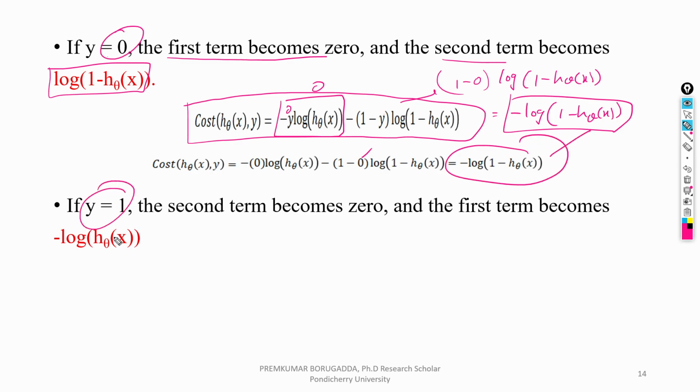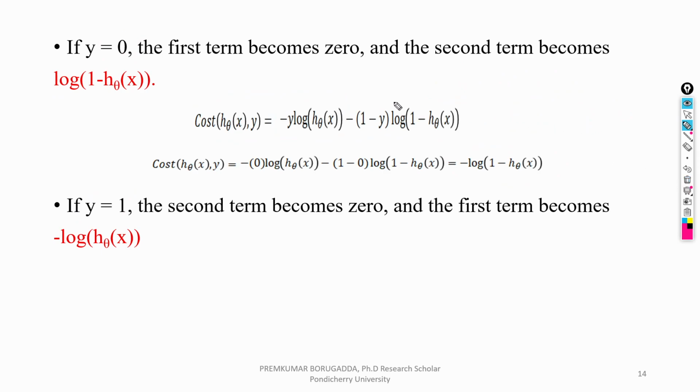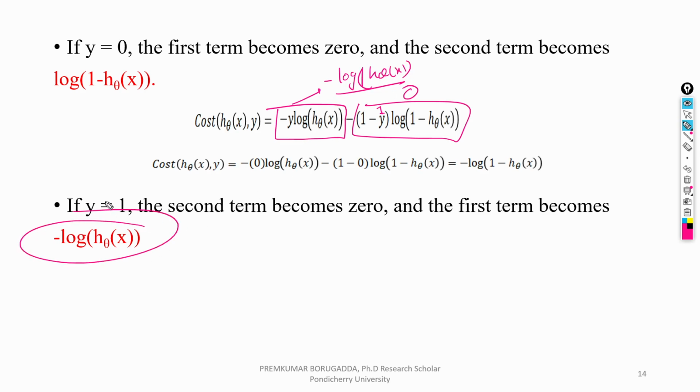If the y value is 1, what happens? If the y value is 1, the second term becomes 0, and you will get the final answer, which looks like minus of log h theta of x. So this is our answer.